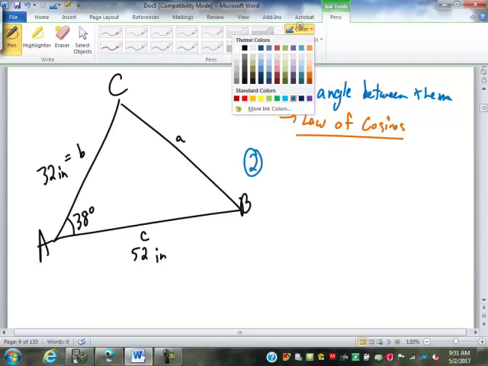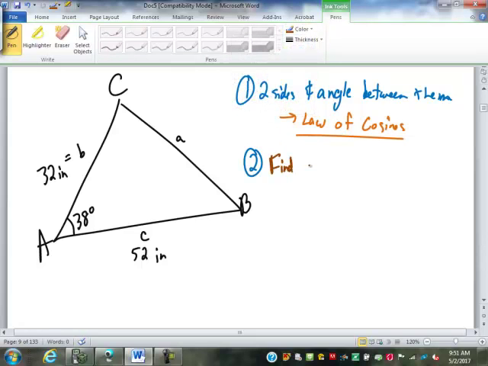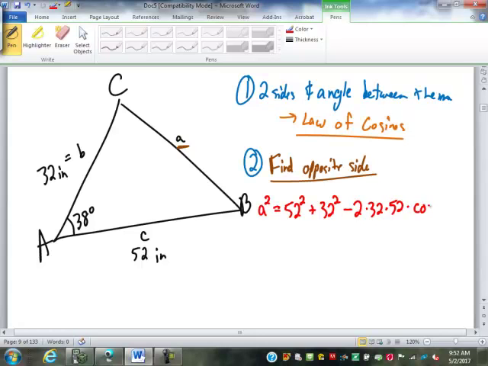Step 2. We're going to find that opposite side. Now in this case, the opposite side is side A. So it's going to be A squared equals 52 squared plus 32 squared minus what? 2 times 32 times 52 times the cosine of 38 degrees.